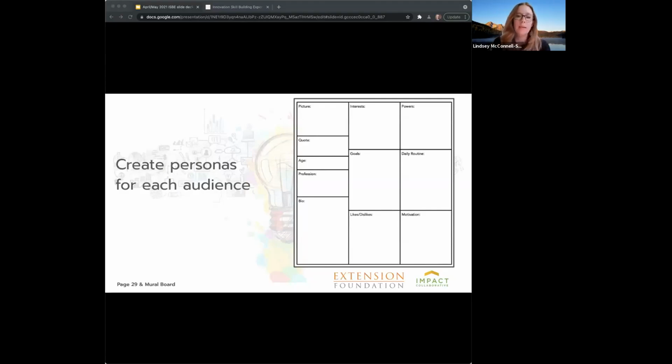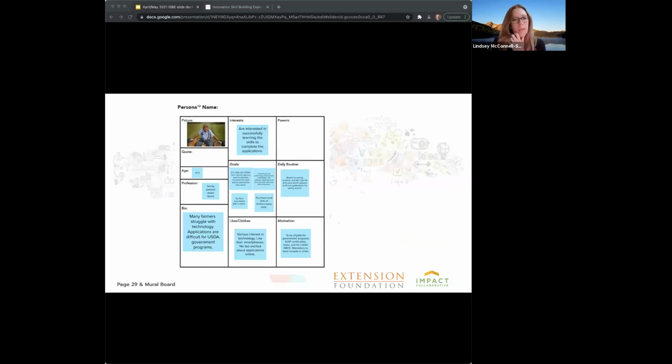And we can look at an example here on the next slide. This might be kind of difficult to see on your screen, but essentially what we're looking at here is an example that provides some context for a farmer. The bio section is specifically related to this general population's experience with technology and USDA programs. The interests, likes, and dislikes are also related to that focus. And you want to think about what a typical day is like and how that ties into the project focus as well.